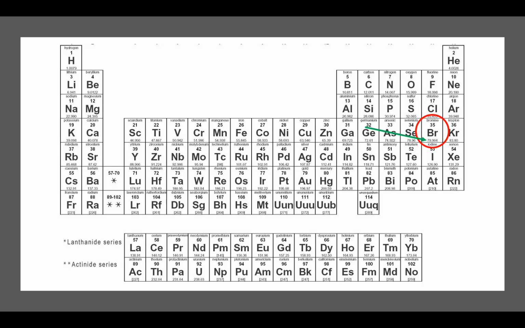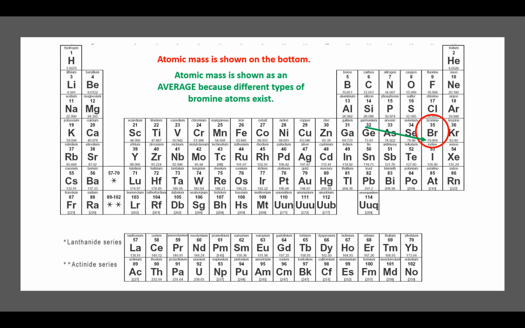Something else that I'd like you to take a look at is the atomic mass. The atomic mass is shown on the bottom, but I bet you're noticing something kind of weird. Check it out. Here's what's crazy. It's shown as a decimal. A decimal, that doesn't make sense. On the previous slides, we were showing that the atomic mass is the protons and the neutrons. So how in the world did this become a decimal?